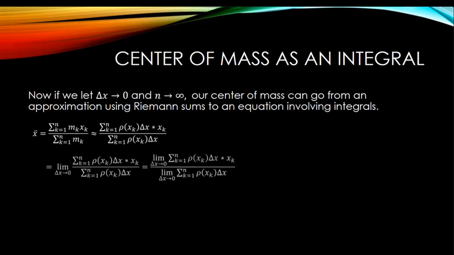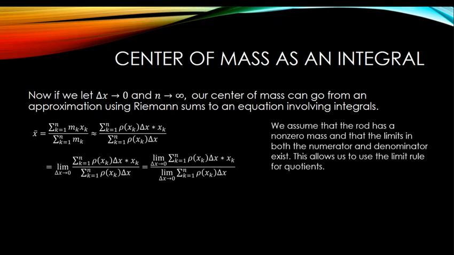I'm going to take the limit as delta x goes to 0. We assume the rod has a non-zero mass and that the limits in both the numerator and denominator exist. This allows us to use the limit rule for quotients, so that my limit becomes the integral from a to b of x times rho of x dx over the integral from a to b of rho of x dx.